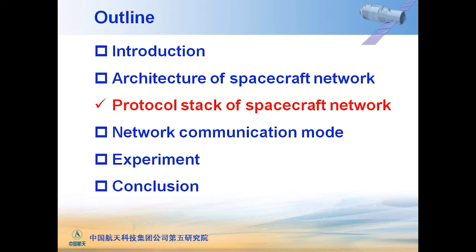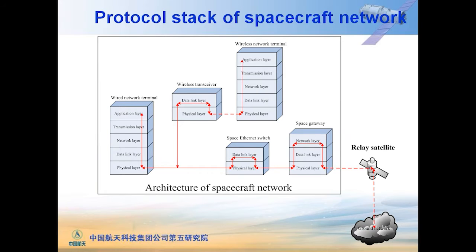The third part is the protocol stack of spacecraft network. Aiming at the problems of bidirectional space link, the multi-layer network protocol is optimized. The network protocol stack of spacecraft adopts a 5-layer structure, including application layer, transport layer, network layer, data link layer, and physical layer. See the picture for details.